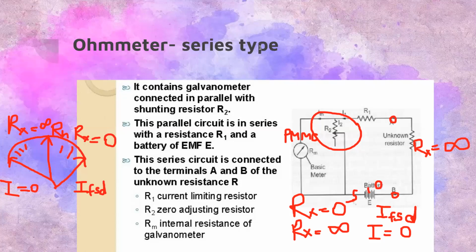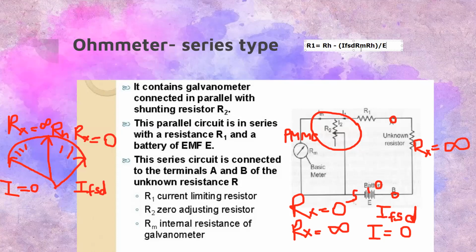Now there are some formulae related to this. How to find this R1 and R2, isn't it? That is something we should know. R1 is equal to half scale deflection RH minus IFSD into RM into RH, the whole thing, this bracket, divided by the battery E. E is not divided by RH. Please take a note. It is only divided by this particular part.